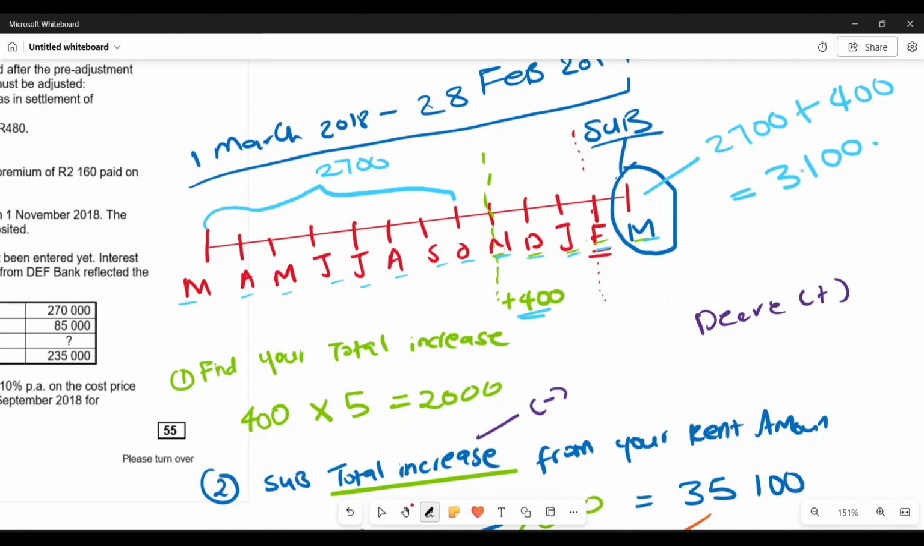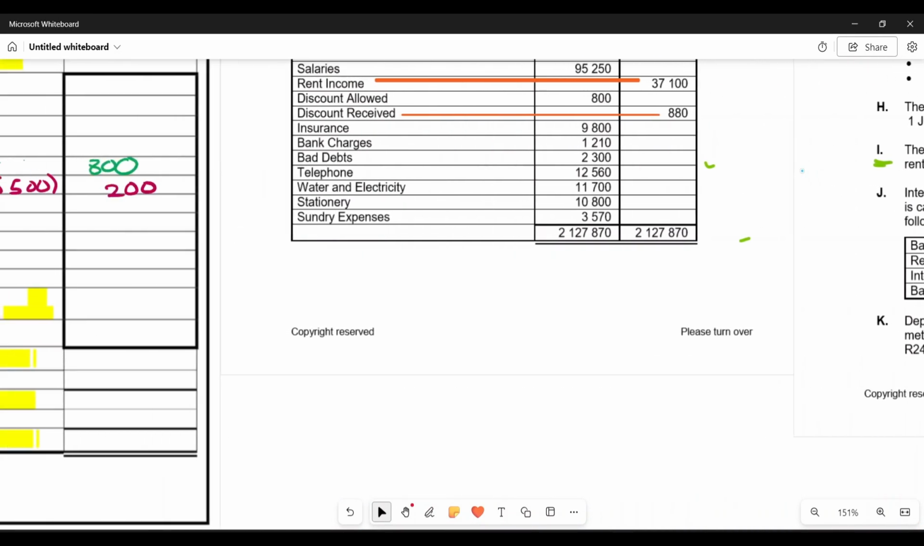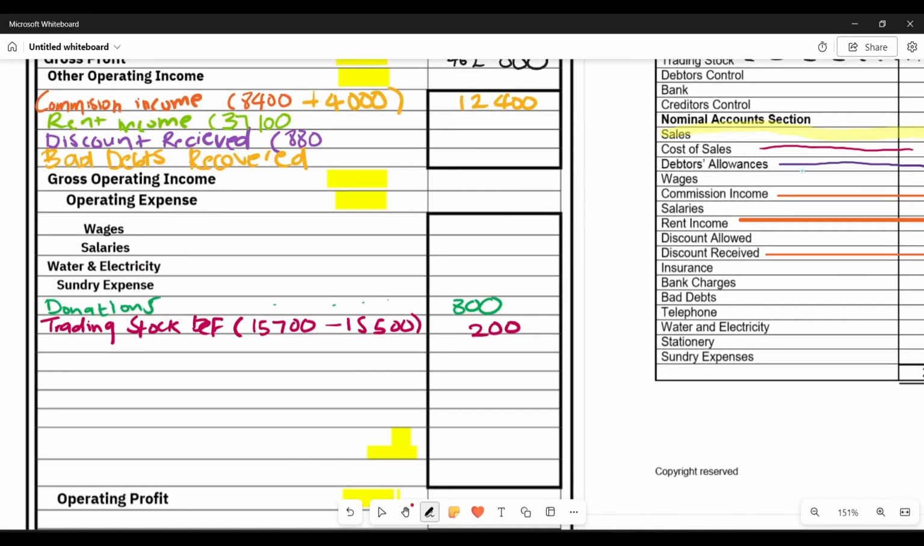And remember, I said, what is it that I'm going to do with this rent for March? I'm going to subtract it because why? This is the rent for next year, not this year. So my rent income, subtract this by 3.1, which is the rent for March. And now, if I do so and I punch this into my calculator, my rent income would be equals to 34,000.